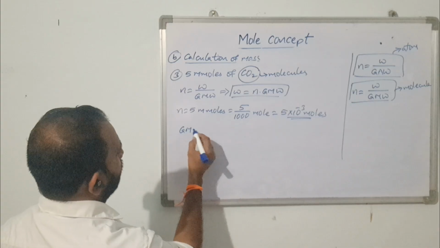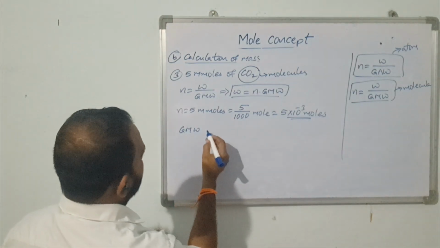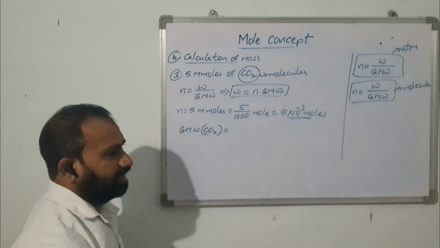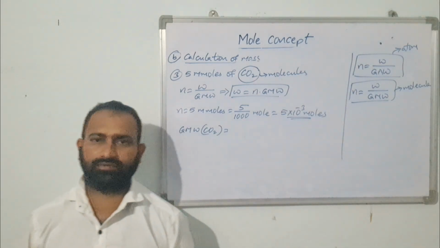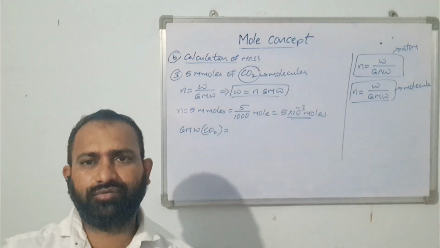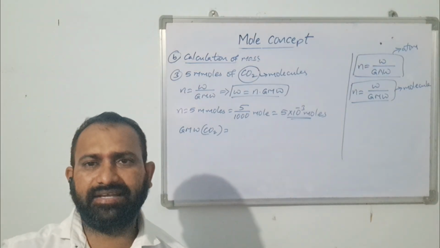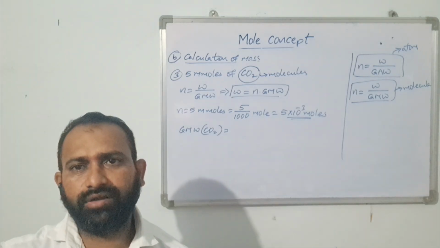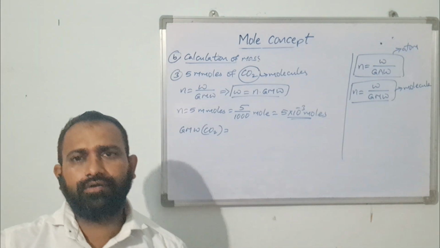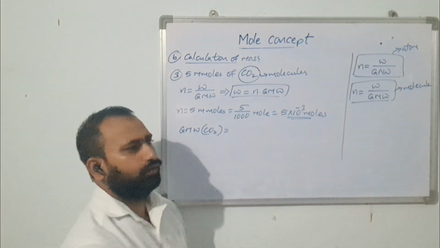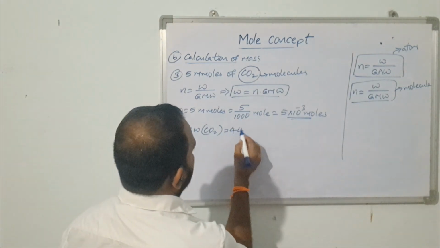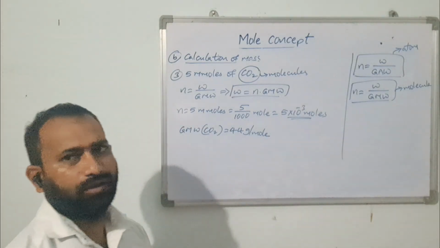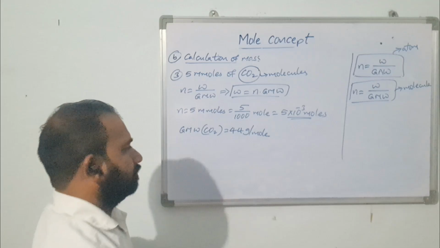And what about the gram molecular weight of carbon dioxide? Carbon dioxide has one carbon atom and 2 oxygen atoms. Carbon's gram atomic weight is 12 and oxygen's gram atomic weight is 16. 2 oxygens are given, so 2 into 16 is 32. 12 plus 32 equals 44 grams per mole. 1 mole of carbon dioxide has 44 grams of mass.